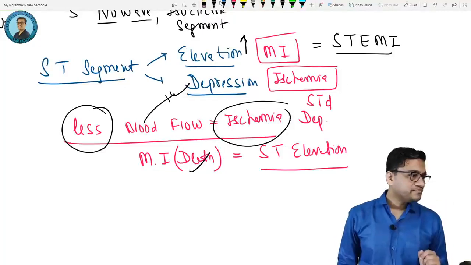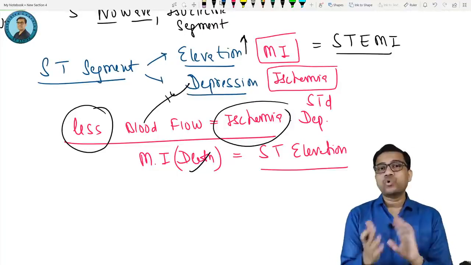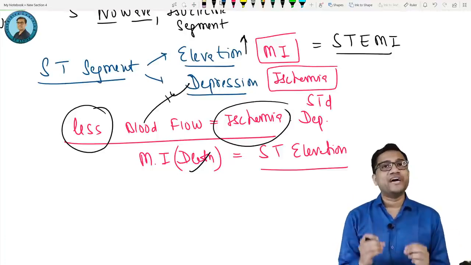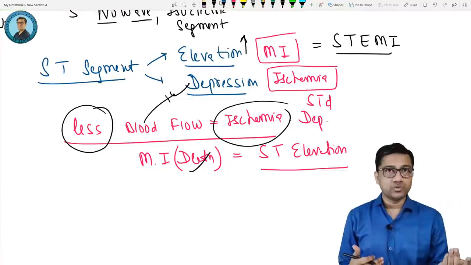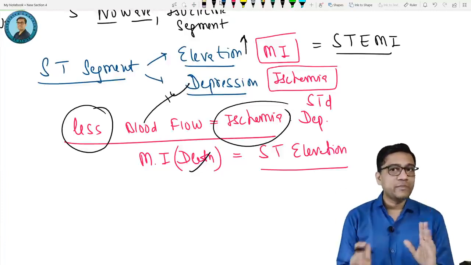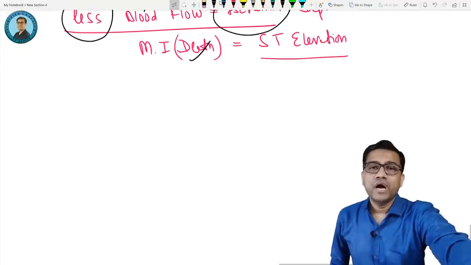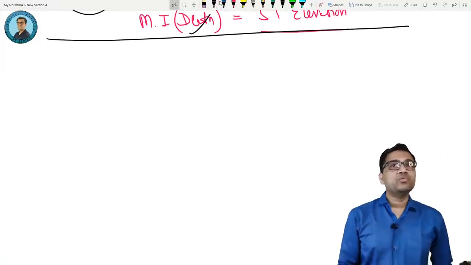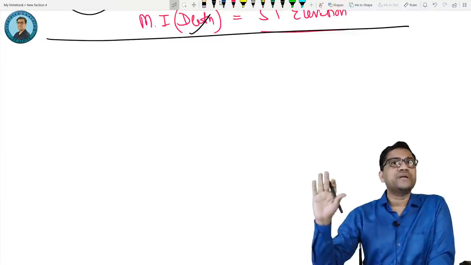Okay, fine. Now, angina is just pain. Don't try to correlate. It can be with elevation also, with depression also. So angina is just a symptom. It can show elevation or depression. Like in Prinzmetal or variant angina, you might get an elevation. Don't worry. Just remember, elevation is a hallmark of MI. Okay, clear? So I'll just go to the next thing, then we'll discuss.